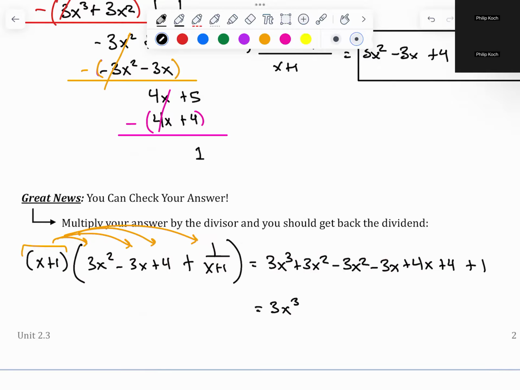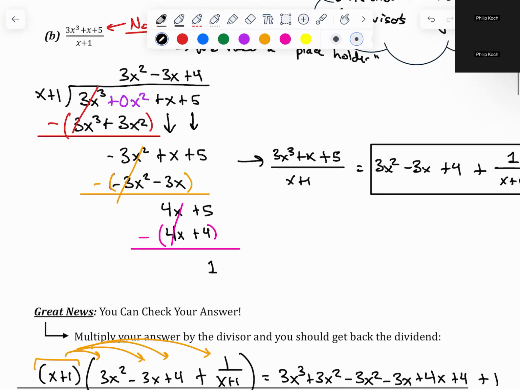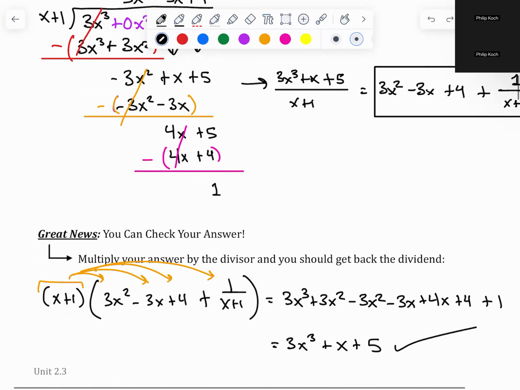The 3x squareds will cancel. You'll get plus x, and you'll get plus 5. So it is the exact same thing. If you look back up above, that's the dividend. So you can check your work on these things, which is great. That's a really useful trick if these types of questions get asked, or if you're uncertain, you can always check your work.